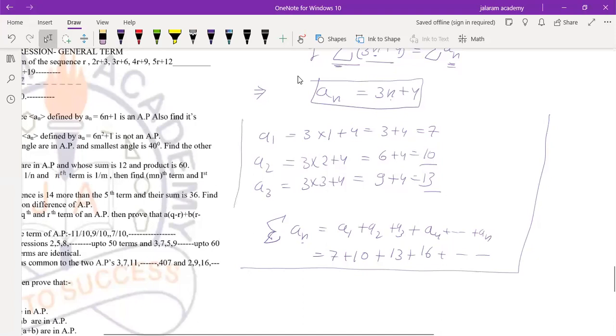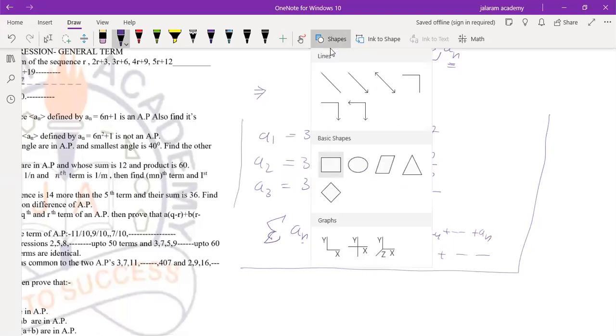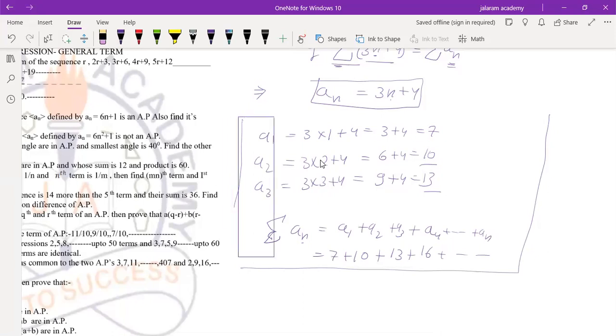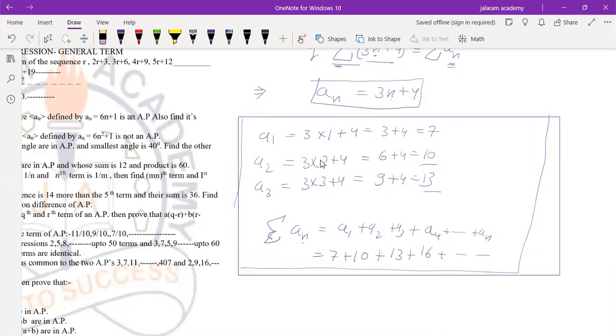Actually, we have to use the part which lies outside this rectangle only to solve this question. This is only the explanation. Okay.